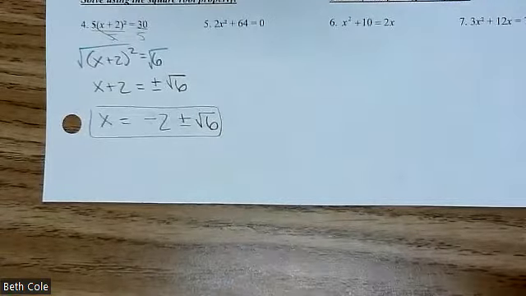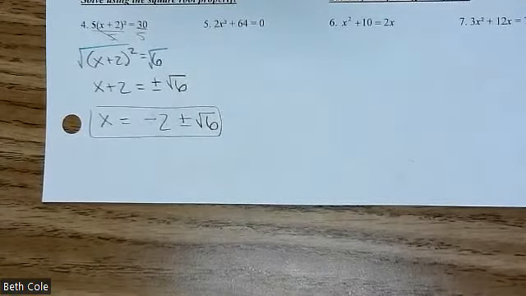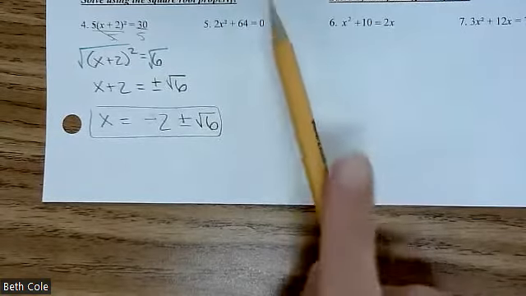So when you square root, put a plus minus. I'm gonna say that a zillion times. When you square root, put plus minus. All right, let's try one more.